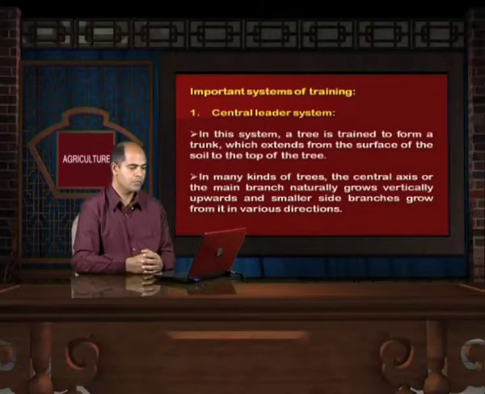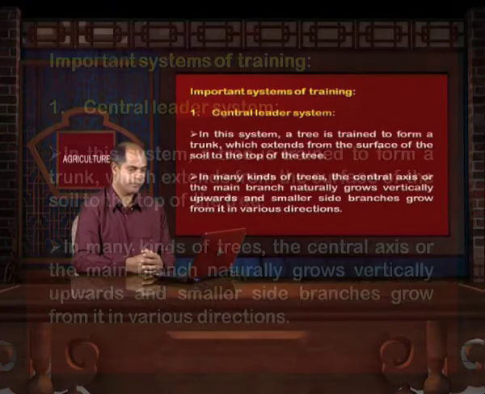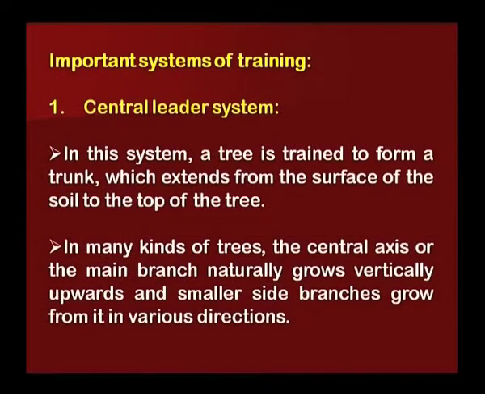Important systems of training. The first one is central leader system. In this system, a tree is trained to form a trunk which extends from the surface of the soil to the top of the tree. In many kinds of trees, the central axis or the main branch naturally grows vertically upwards and smaller side branches grow from it in various directions.